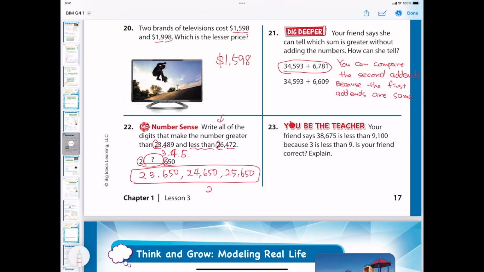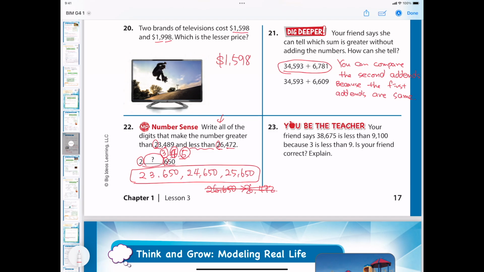However, if I put this 26,650, which is greater than 26,472, so this is not going to meet the requirement of this question. So I cannot use 6. So the answer is what? 3, 4, or 5 in thousands place. Okay? I explained a little bit more than usual, but last year many students got confused on these questions, so I explained a little bit more.